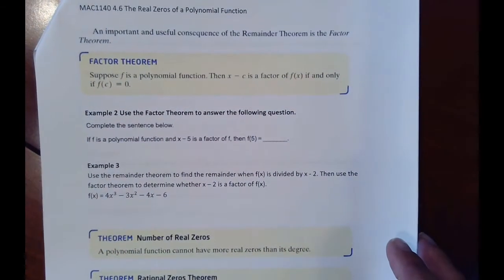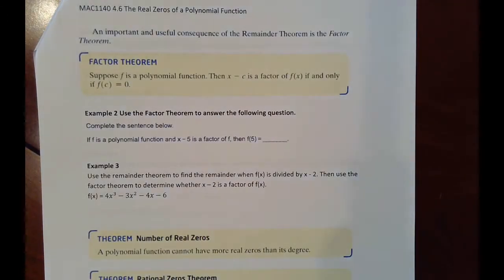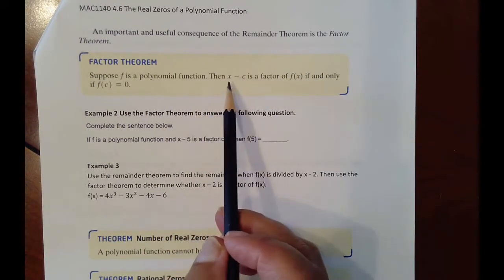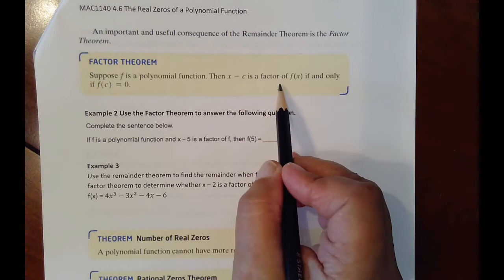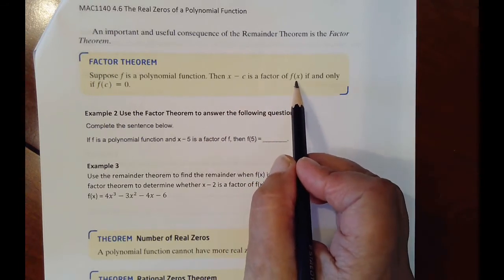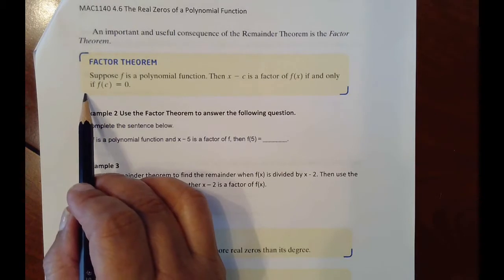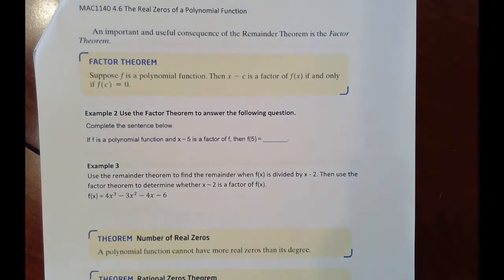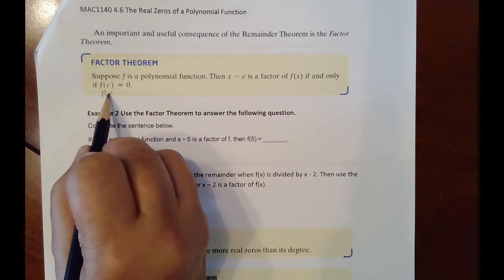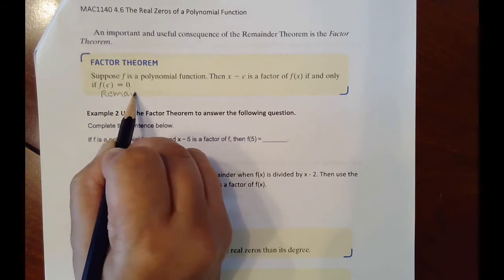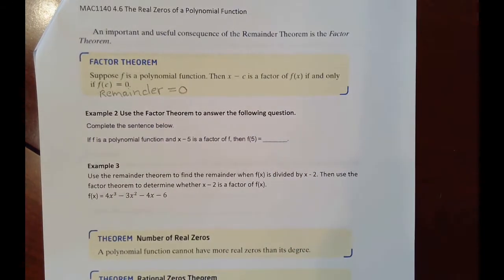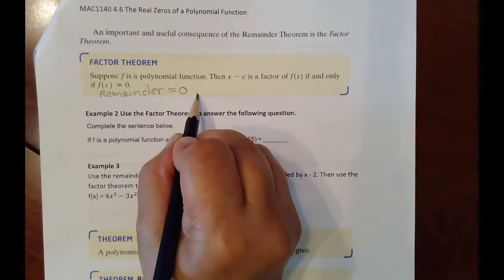Okay, moving to example 2. And here we get introduced to the factor theorem, and this says that suppose f is a polynomial function, then x minus c would be a factor of f of x, the original polynomial, if and only if the remainder is 0. Maybe rephrase that for yourself so you can understand it. So only when the remainder is equal to 0 have you actually found a factor.